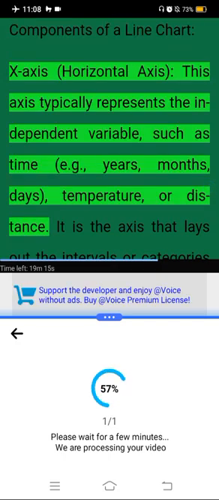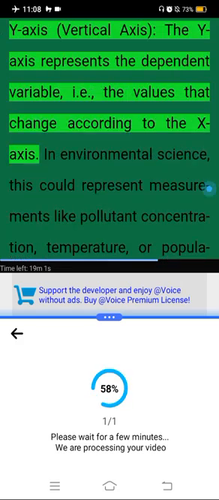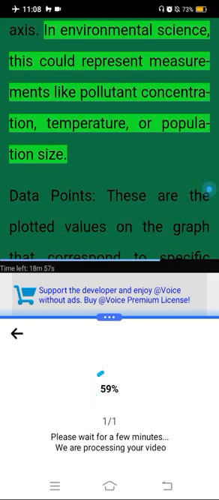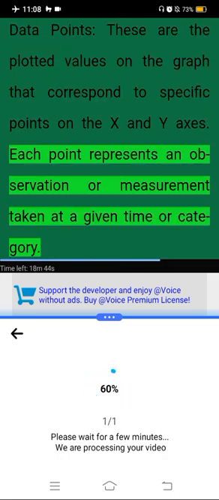X-axis, horizontal axis. This axis typically represents the independent variable, such as time, e.g., years, months, days, temperature, or distance. It is the axis that lays out the intervals or categories over which the data changes. Y-axis, vertical axis. The y-axis represents the dependent variable, i.e., the values that change according to the x-axis. In environmental science, this could represent measurements like pollutant concentration, temperature, or population size. Data points. These are the plotted values on the graph that correspond to specific points on the x and y axes. Each point represents an observation or measurement taken at a given time or category.